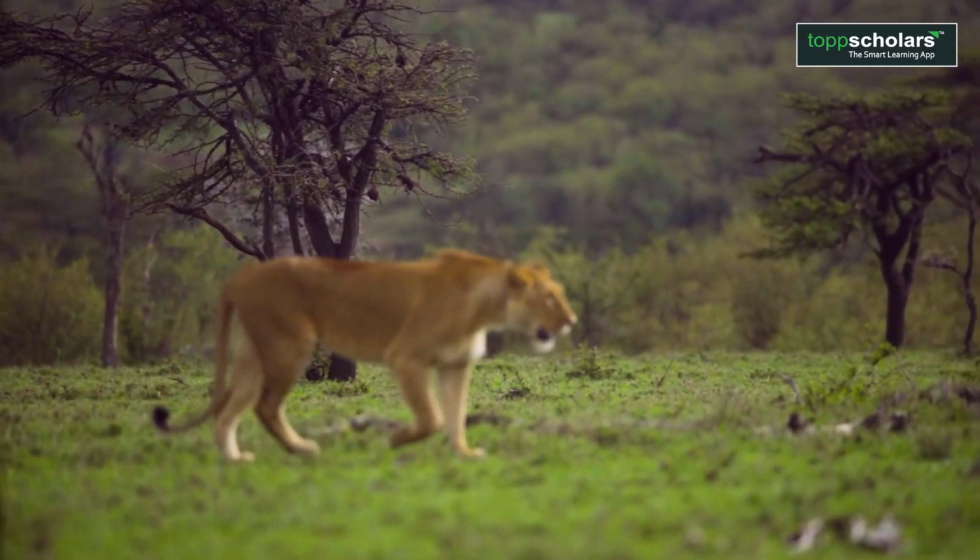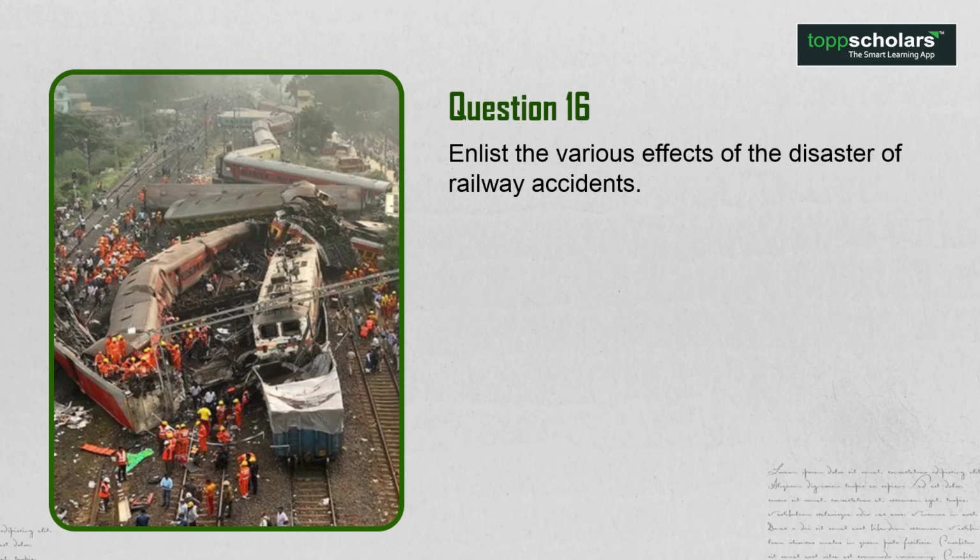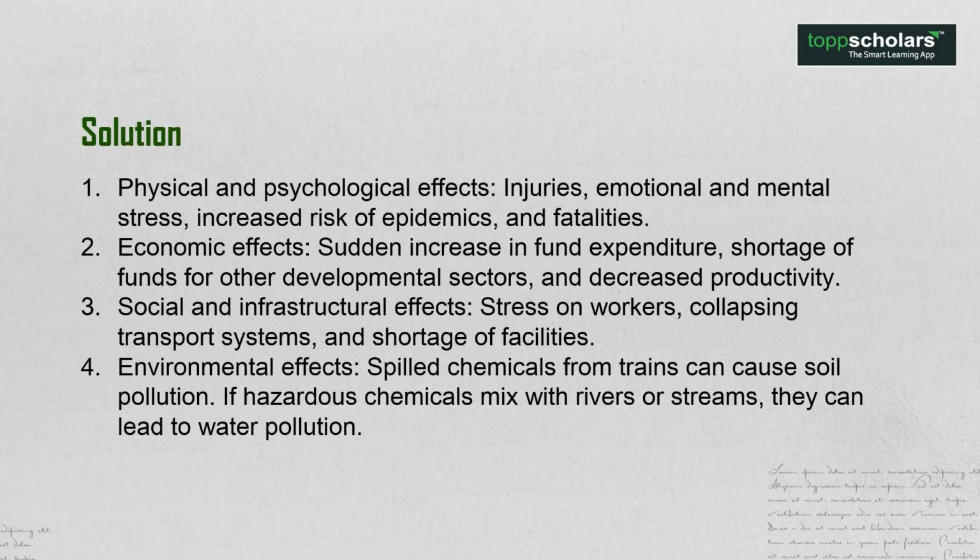Let us begin with question 16. List the various effects of railway accidents. The correct answer is, number 1, physical and psychological effects. Injuries, emotional and mental stress, increased risk of epidemics and fatalities.